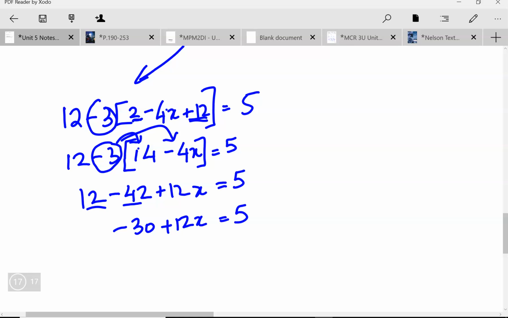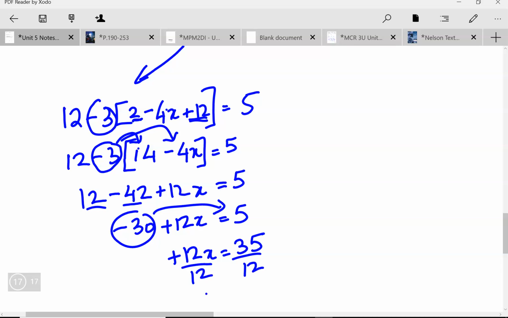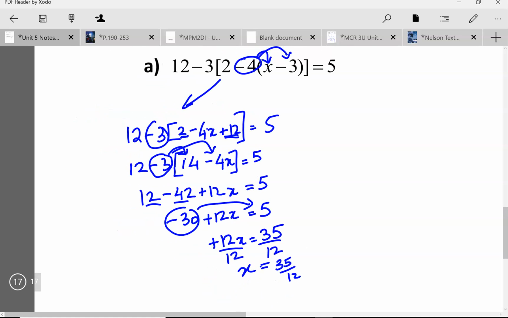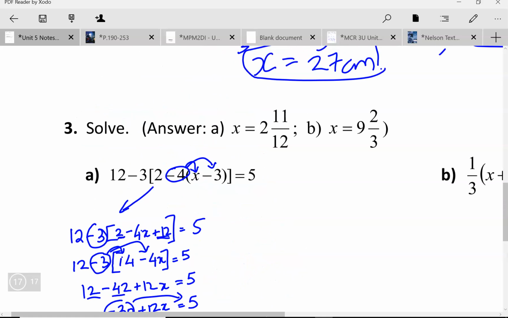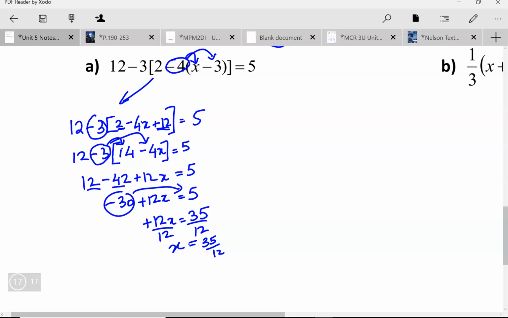And so I'm going to move this -30 to the other side where it becomes +30. So I get 12x equals 35. Divide both sides by 12. x equals 35 over 12. And I think that's been converted to a mixed fraction here. I don't really think that's necessary. You can leave it as 35 over 12.